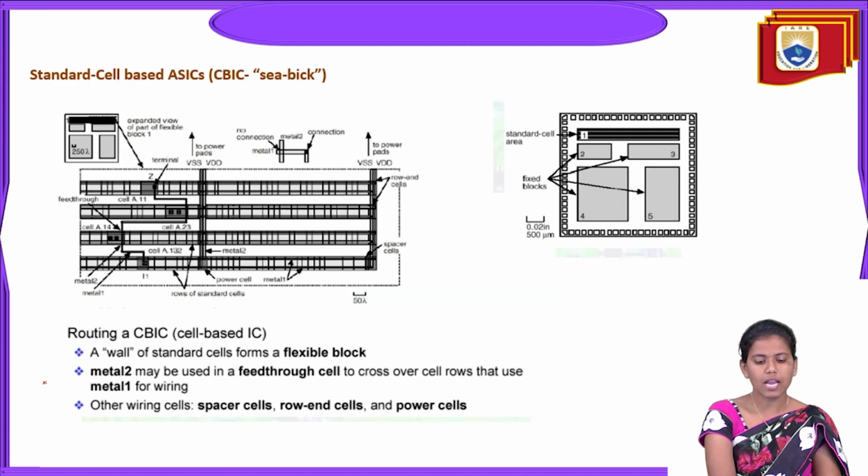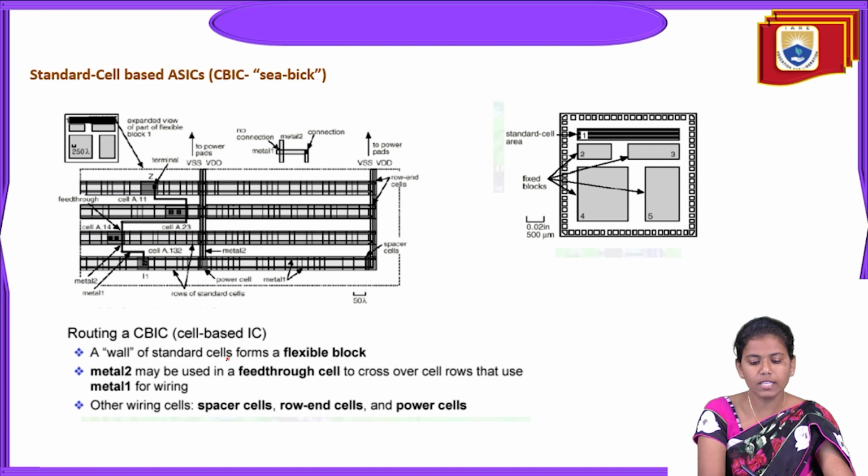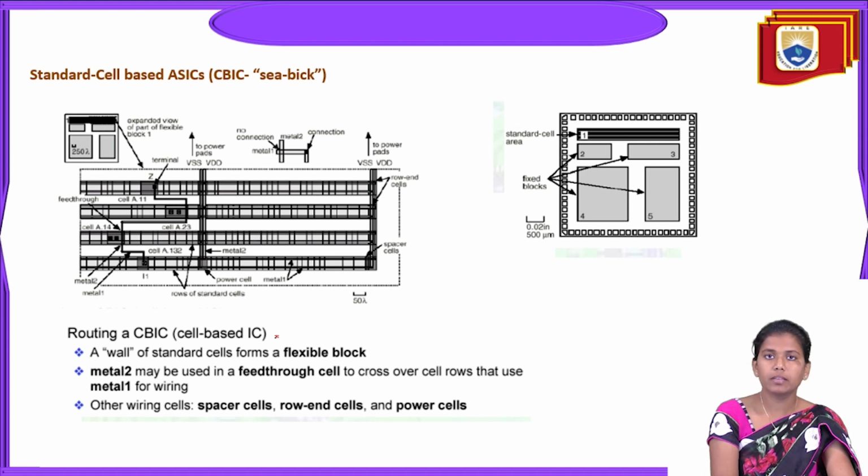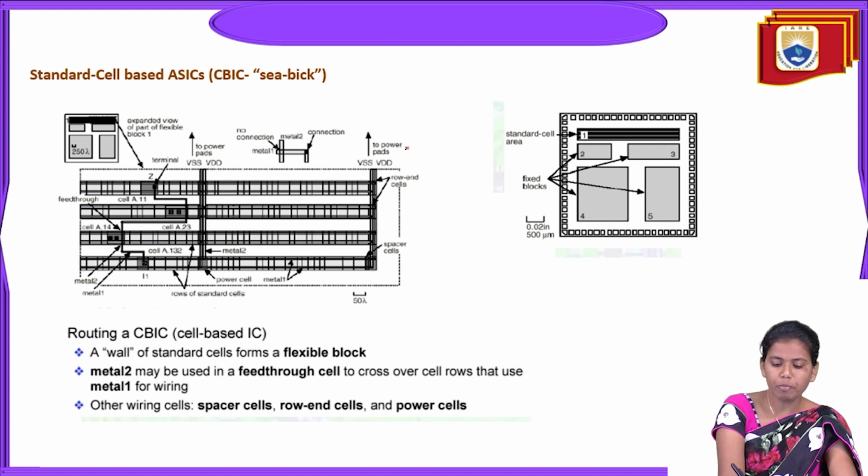And then coming to the standard cell-based ASICs. So what is the CBIC in general? This is a figure where you see the routing in a CBIC, a cell-based IC. How the routing takes place in a cell-based IC. So here we see the power pads. Row end cells. These are the cells, right? So these are the row end cells. These are the spacer cells.